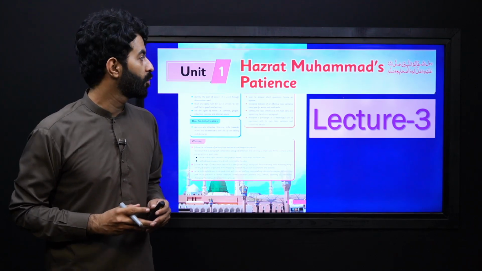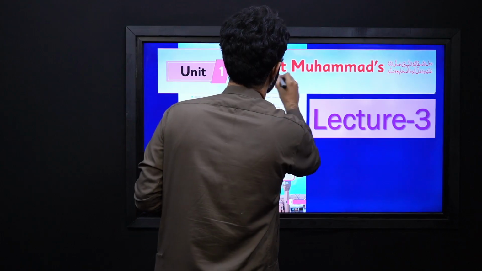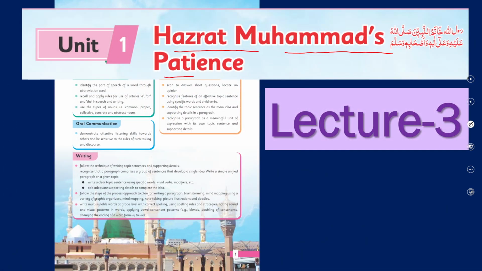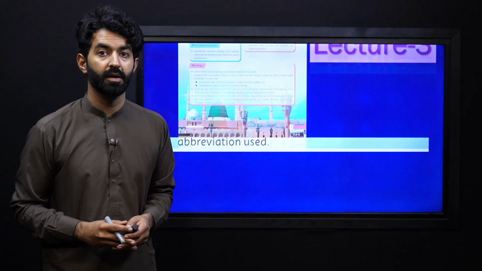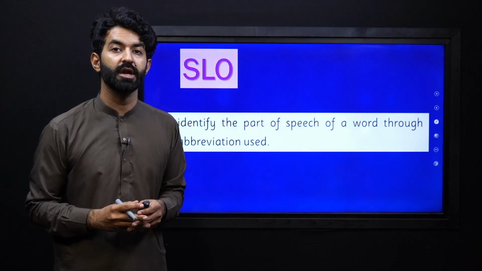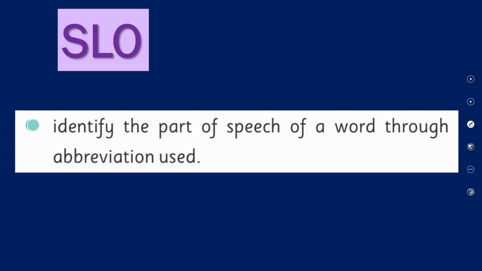We are dealing with unit number 1 titled Hazrat Muhammad Sallallahu Alaihi Wasallam's Patience. This will be our lecture number 3, and now let's get started by reading our Students Learning Outcome or SLO. It says, identify the part of speech of a word through abbreviation used.